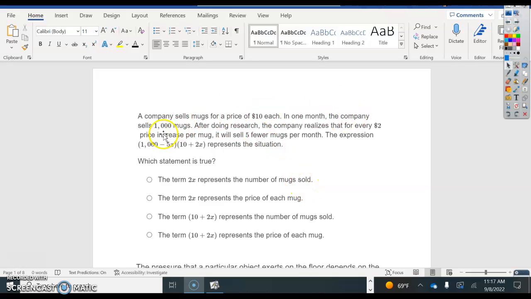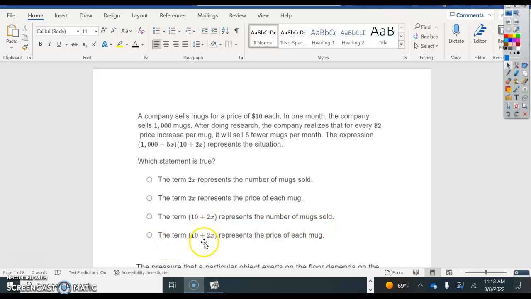So if we look back up here, it says there were 1,000 mugs sold. So the 2x does not represent that. This says the term 2x represents the price of each mug. Well, here it says the price is $10. And down here it says that they're going to raise the price by $2 per mug. So 2x does not represent the price of each mug. The term 10 plus 2x represents the number of mugs sold. Again, the number of mugs is going to be 1,000 plus or minus something. So that does not represent the number of mugs sold.